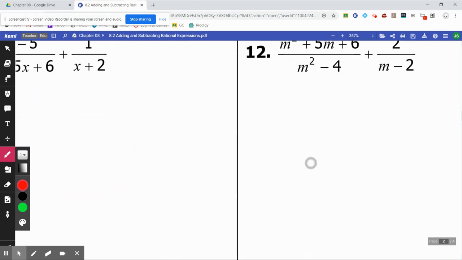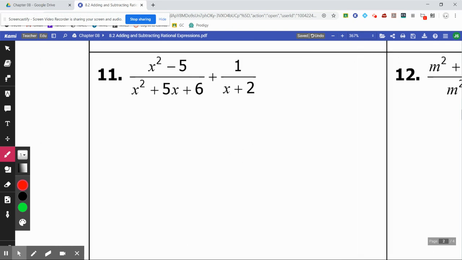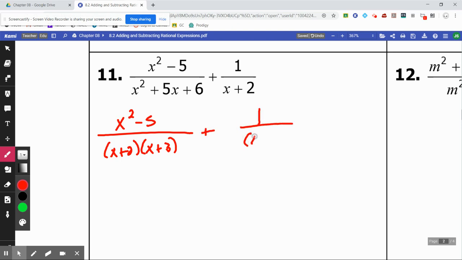Number 11. Again, always factor before you find common denominators. The top will not factor. You have x squared minus 5 over, on bottom you have an x plus 2 and an x plus 3 once you factor that, plus 1 over, I'm putting that x plus 2 in parentheses. You have an x plus 2 on both. You need an x plus 3 over here.